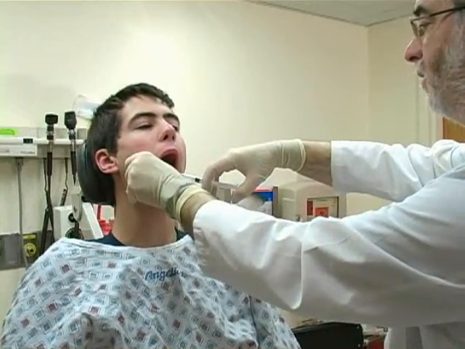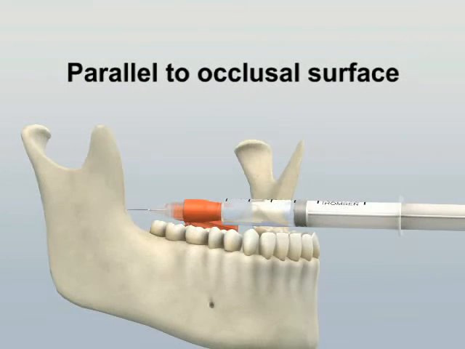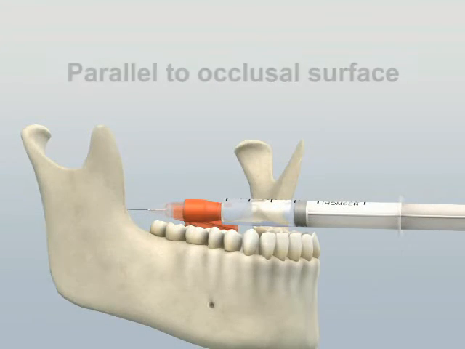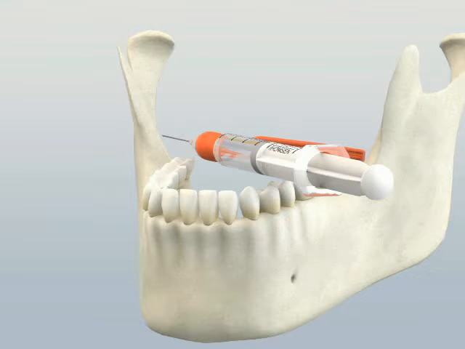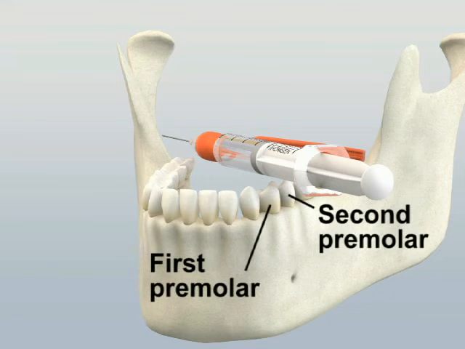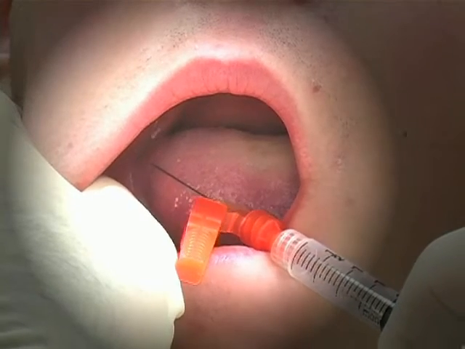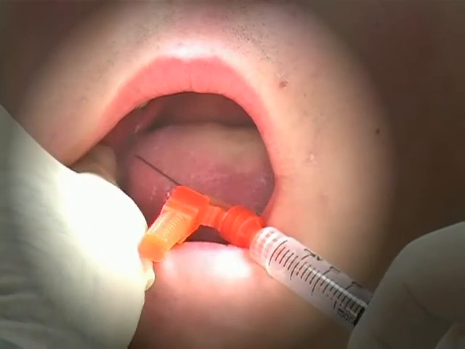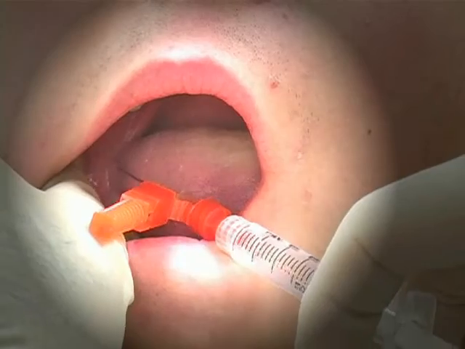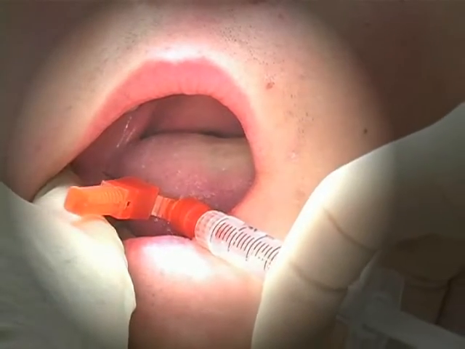Hold the syringe parallel to the occlusal surfaces of the teeth and angle it so that the barrel lies between the first and second premolars on the opposite side of the mandible. Achieving the proper angle is important to the success of this block. Insert the needle in the pterygomandibular triangle 1 centimeter above the occlusal surface of the molars.